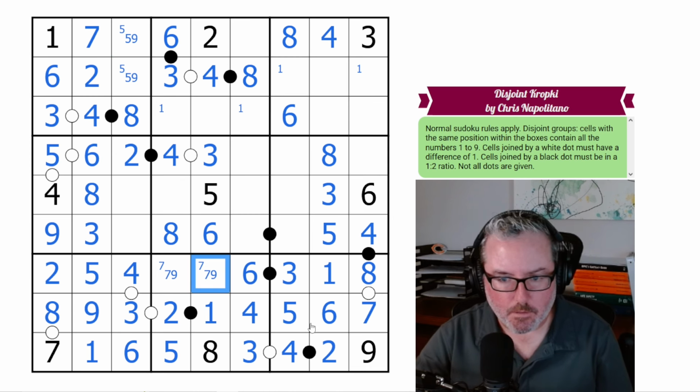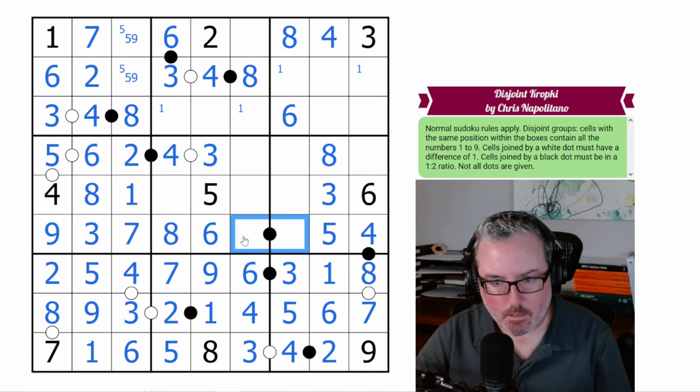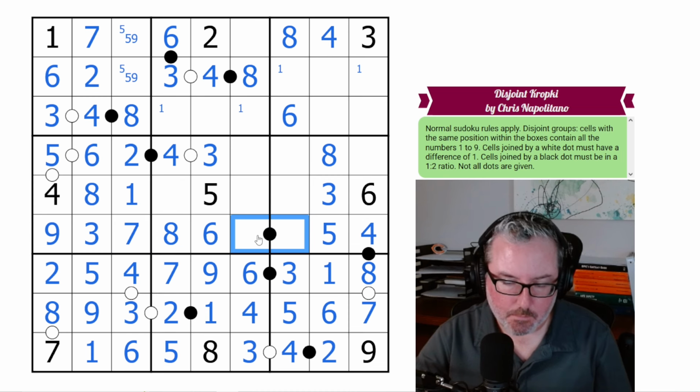We can use the 7 to differentiate. This is 9 and 7. What was I saying over here before I got distracted? We have to have a 1 and a 7. We do have a 7 here, so this must be 1 and this must be 7. These two digits now, we don't really need the Kropki dot, but we know that they're 1 and 2.